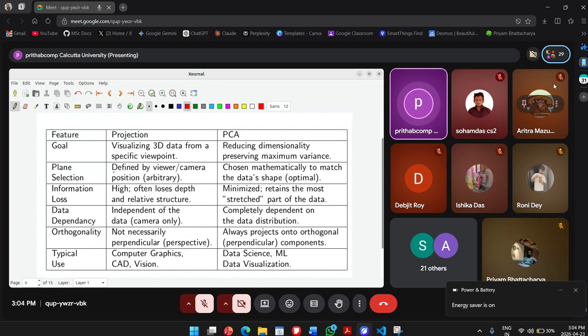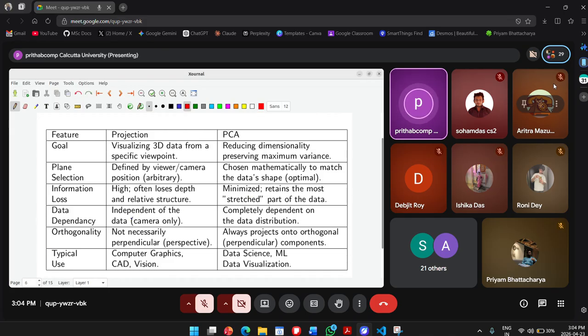Then the selection of plane: it is defined by the viewer or the camera position. And in PCA, it is chosen mathematically to match the data's shape. So that's why it is optimal. So you don't lose any information. Nothing obscures your view. Then the information loss in projection is high because we are just looking at it from a single fixed point. And in PCA, the information loss is minimized because we are trying to maximize the variance of the data that we are trying to map.